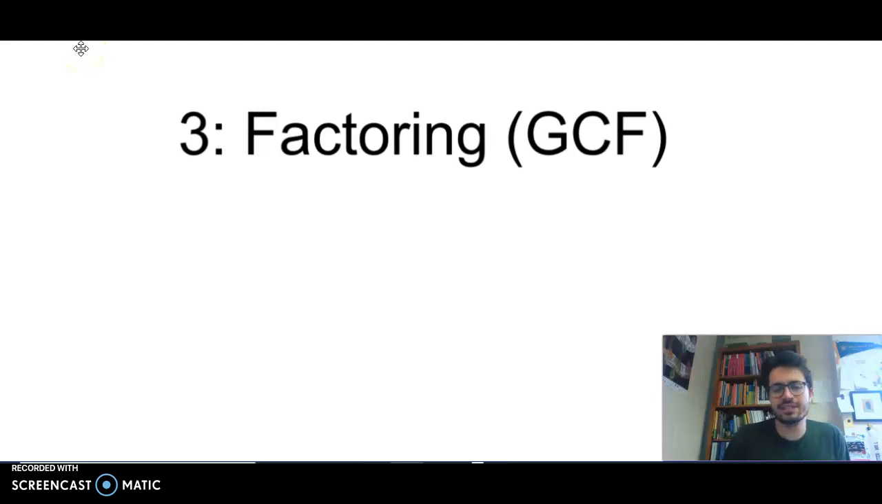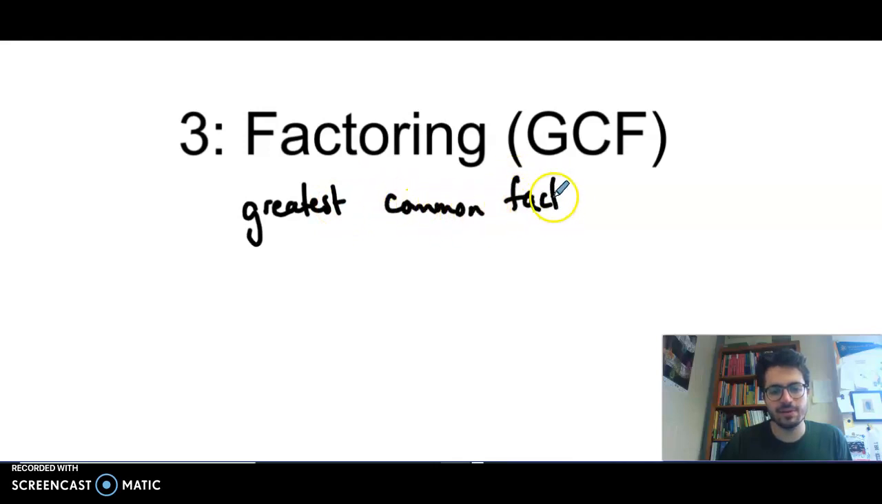Hi everyone, so we're going to talk about factoring the GCF. The GCF stands for the greatest common factor, and we'll talk about what that means. I'll write it out for you just so you see the word.